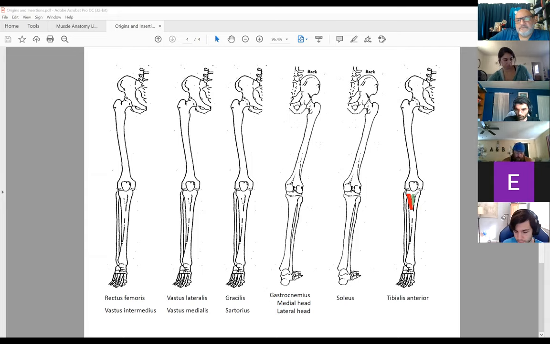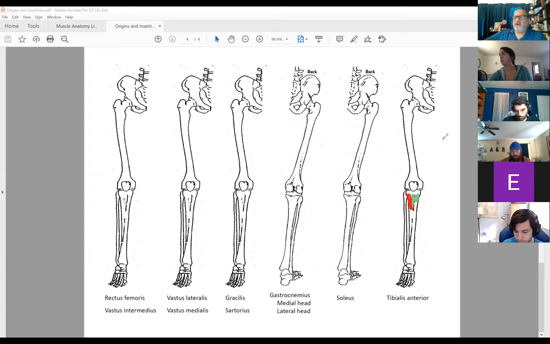Rectus femoris, vastus intermedius, vastus lateralis, vastus medialis. Excellent. There is no room for the tibialis anterior over here under the medial condyle of the tibia, because how many muscles insert into there? Also four. What are they? Semimembranosus, semitendinosus, gracilis, and sartorius.